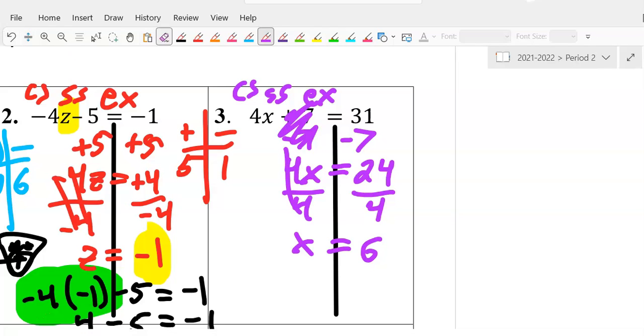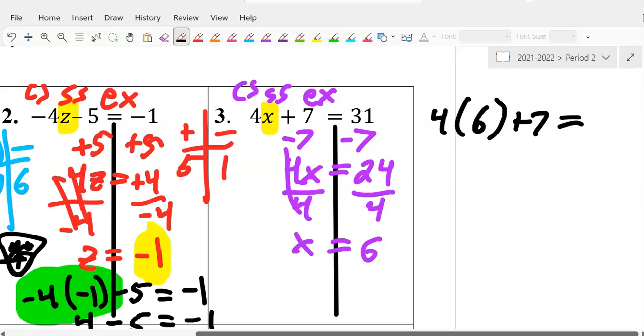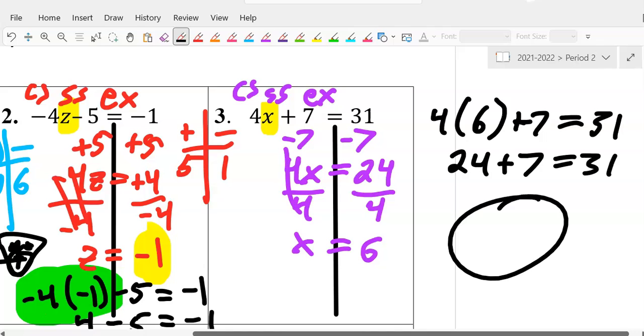All right. So I could call random on this whole class, and you would all know how to check your answer, right? Yeah. Stefano, tell me how to check this. Change the x for 6. So that makes 4 times 6, plus 7 is equal to 31. Okay, good. So 4 times 6 is 24. Does 24 plus 7 equal 31? Yeah!